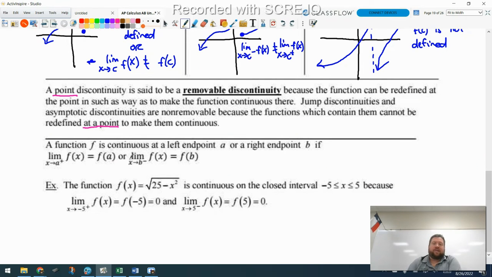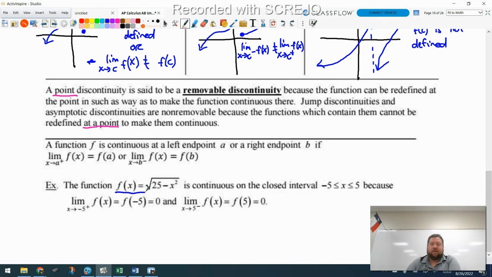This one down here talks about endpoints. So you can be continuous at an endpoint. But since you can't do a left-hand limit and a right-hand limit to make them agree, you only do a one-sided limit. So we do the limit as x approaches a from the right for the left endpoint, or the limit as x approaches b from the left. I'm going to describe this using this example. I think it's a little easier to understand.